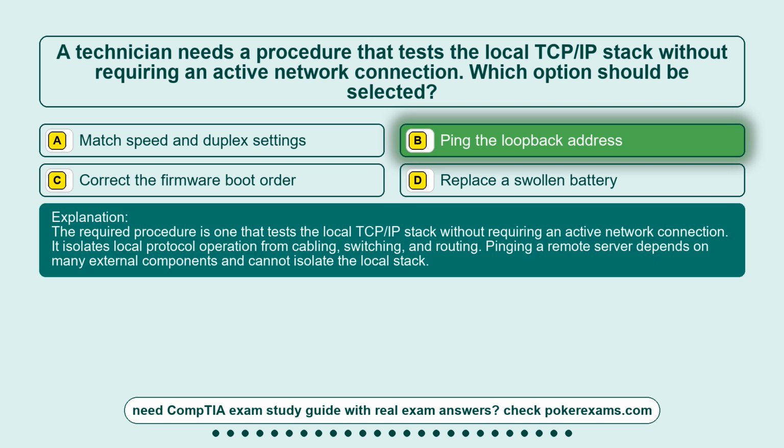The required procedure is one that tests the local TCP/IP stack without requiring an active network connection. It isolates local protocol operation from cabling, switching, and routing. Pinging a remote server depends on many external components and cannot isolate the local stack.